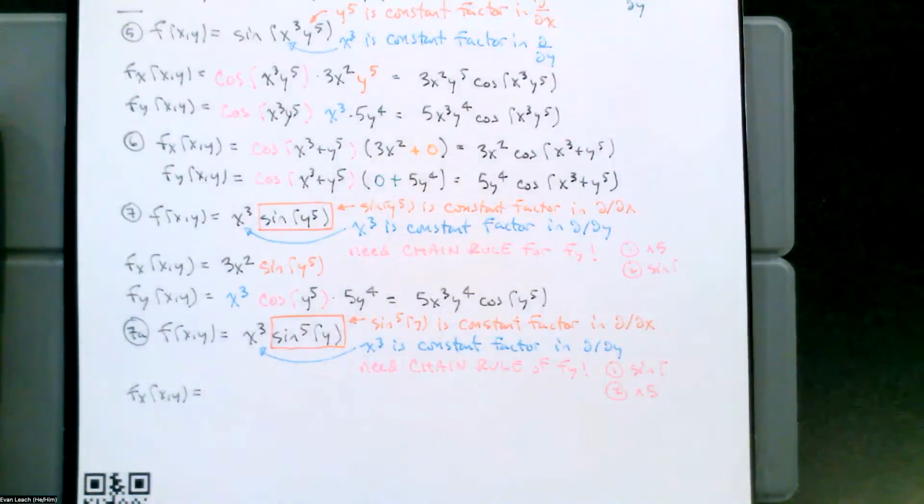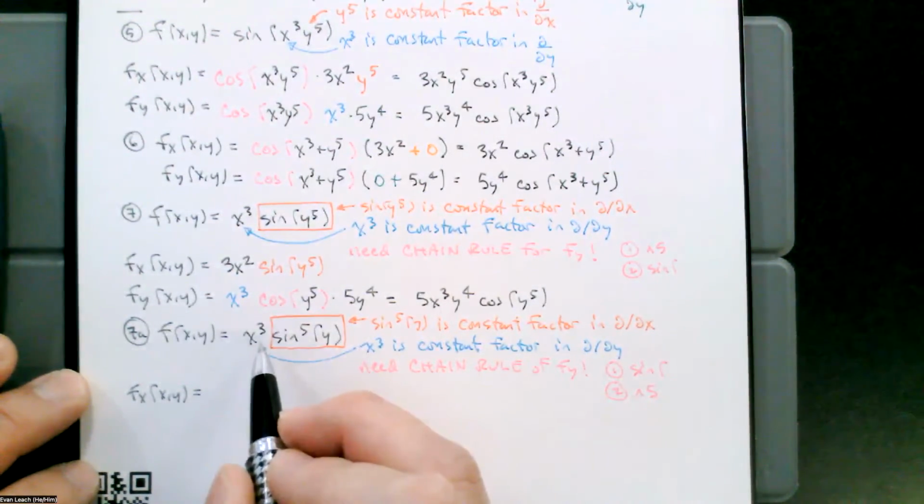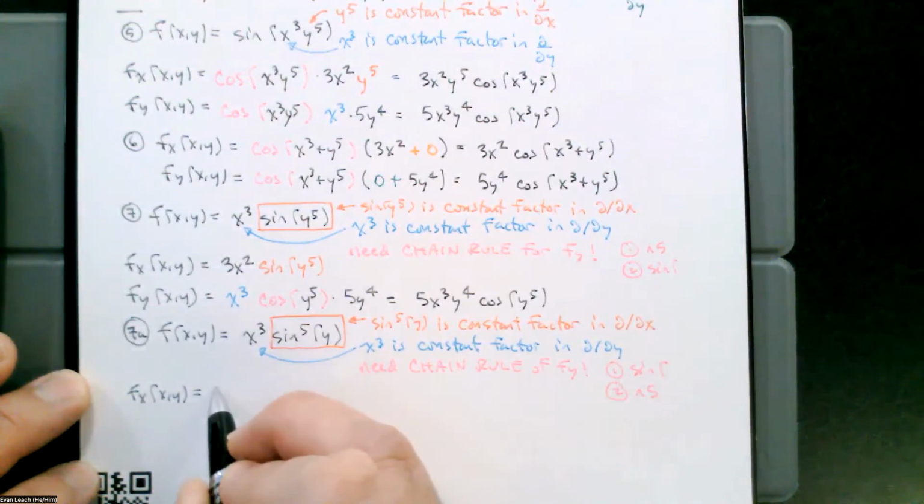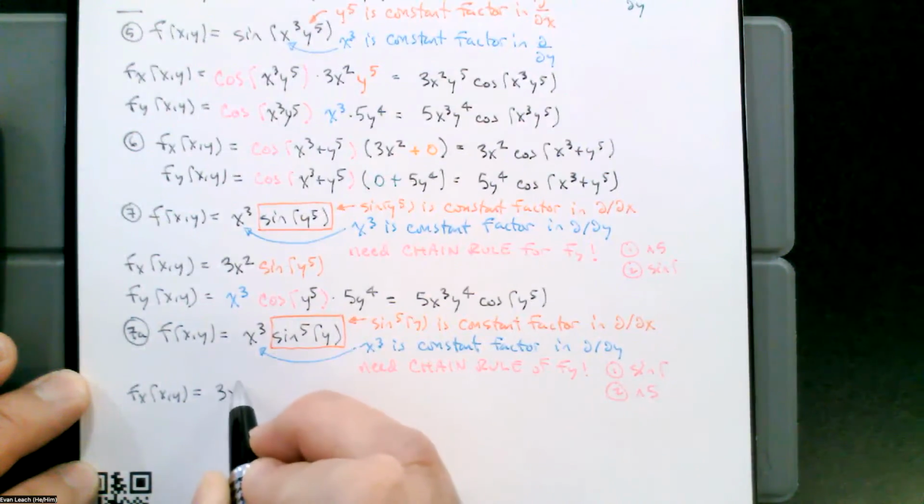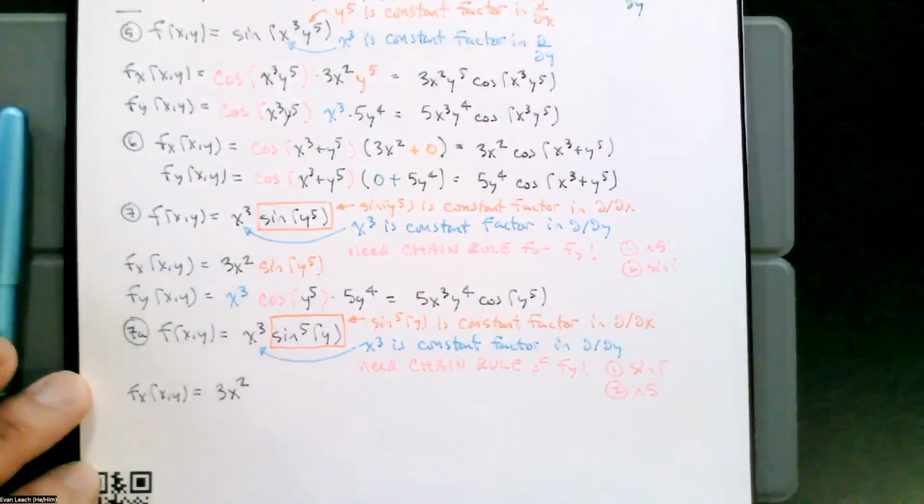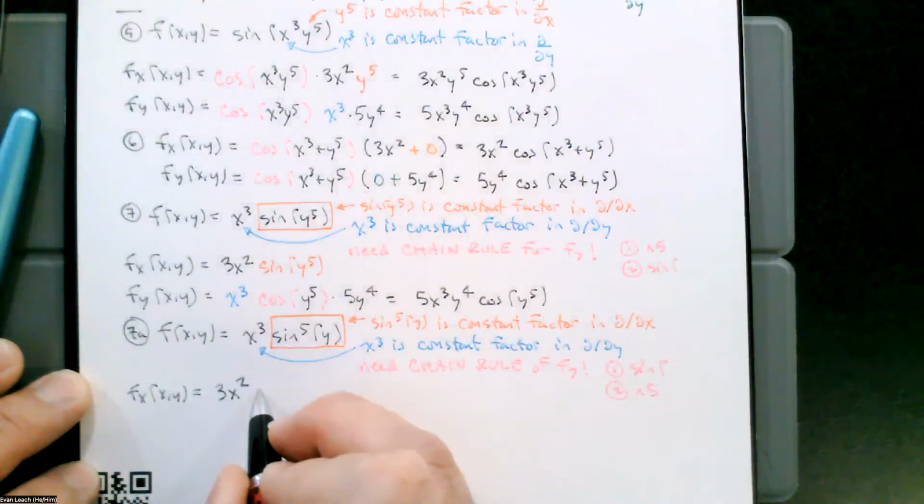So with respect to x, x cubed is the only variable part. Sine to the fifth y is still just a constant factor. So 3x squared times sine to the fifth y.